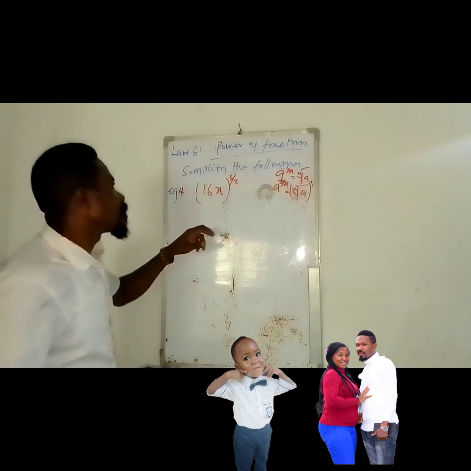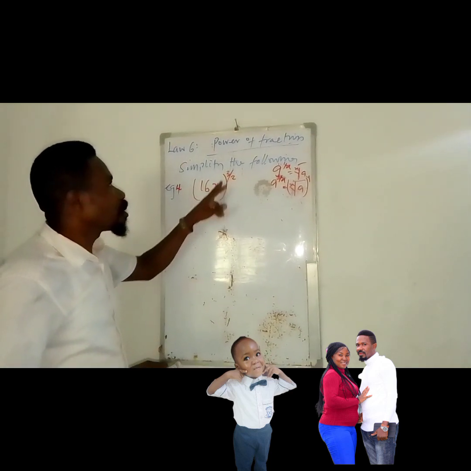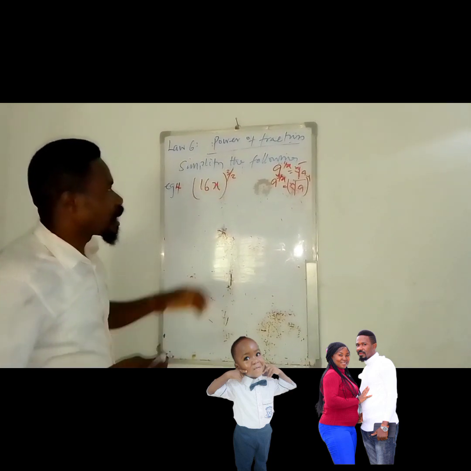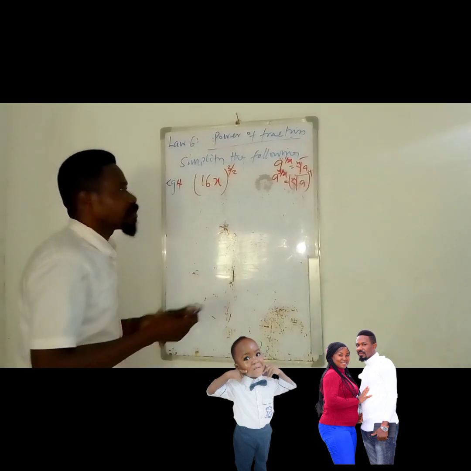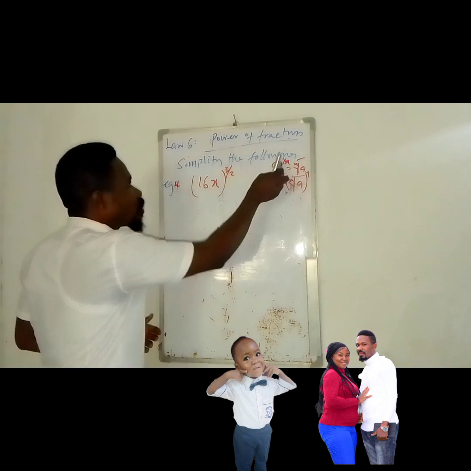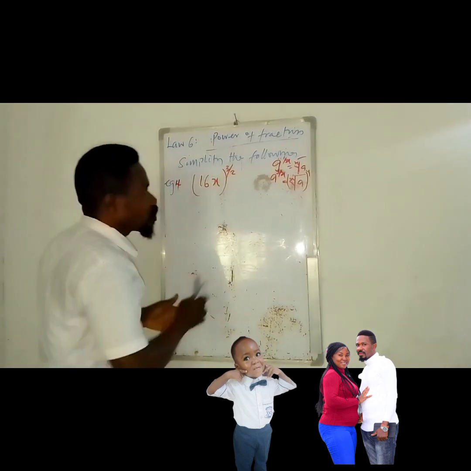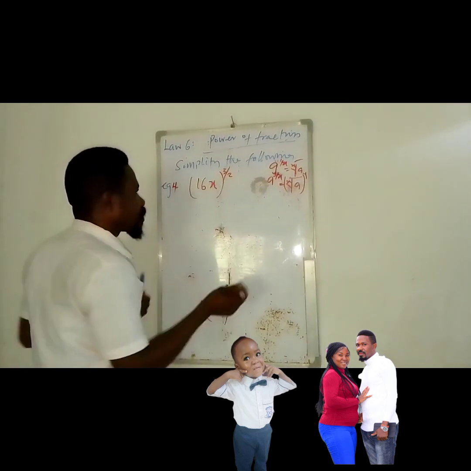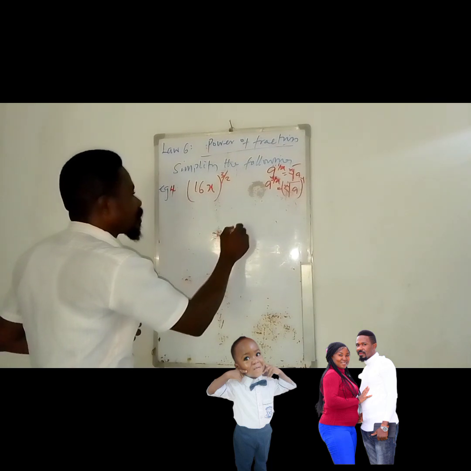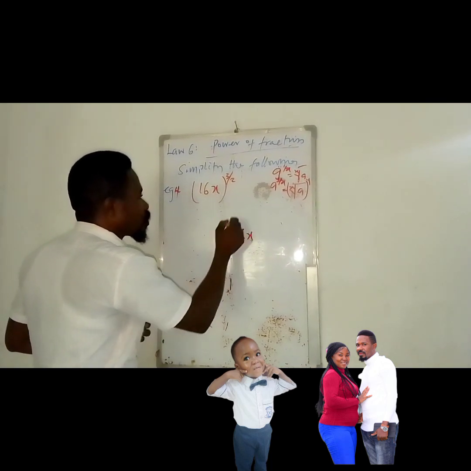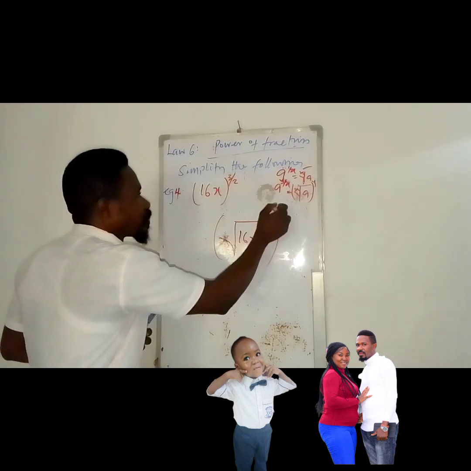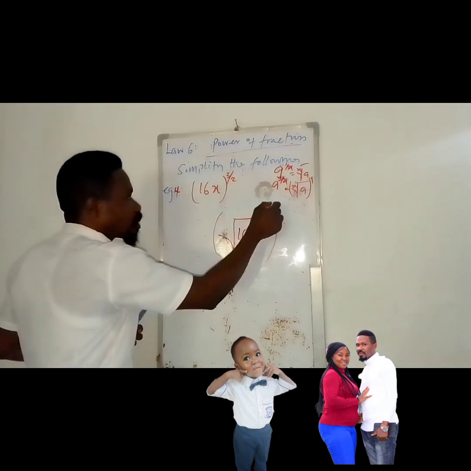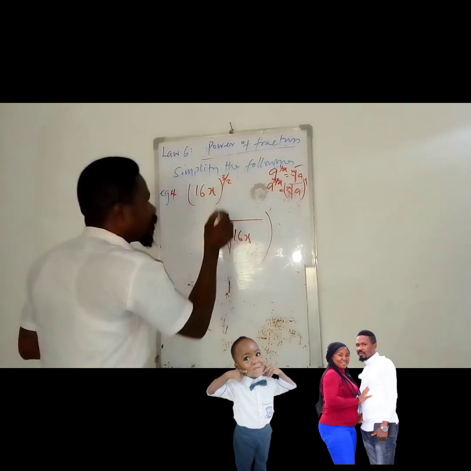Example here is number 4. Simplify 16x all raised to power 3 over 2. I decided to bring down this formula closer because from what we've been seeing, it's no longer 1 over x, it's now y over x. So using this second principle here, we have it as 16x root of something all raised to power something.